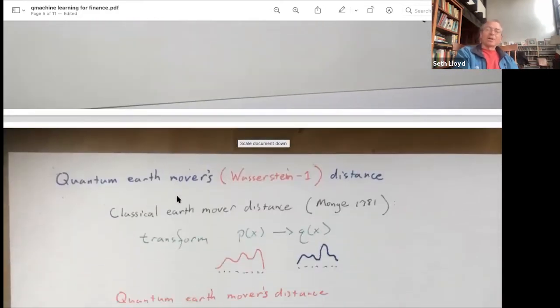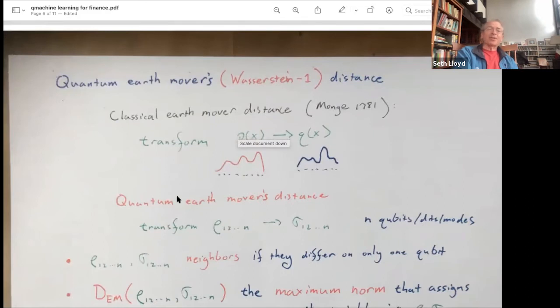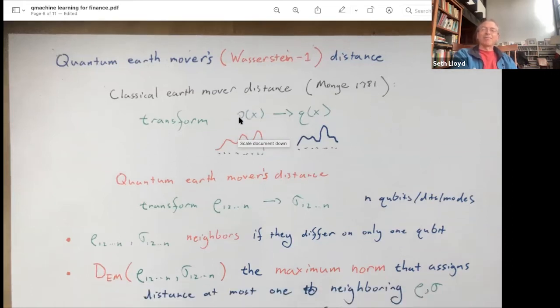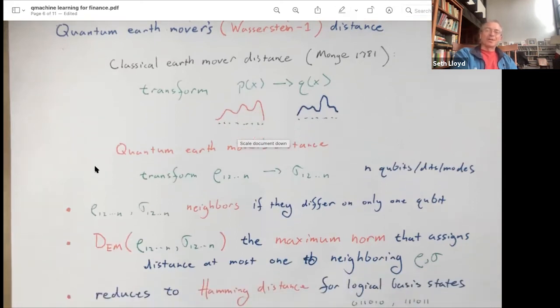And I will skip over the technical version of this. We have a recent paper on this for those who like quantum generative adversarial networks. We have a version based on the quantum version of Earth mover's distance, or Wasserstein 1 distance. The classical version of this was invented by Gaspard Monge in 1781. He was a buddy of Laplace's, and it's a metric between probability distributions. But I don't have time to go into the details of this, so I won't.